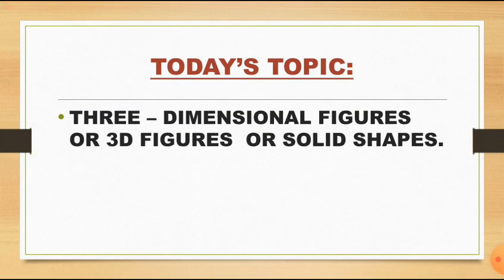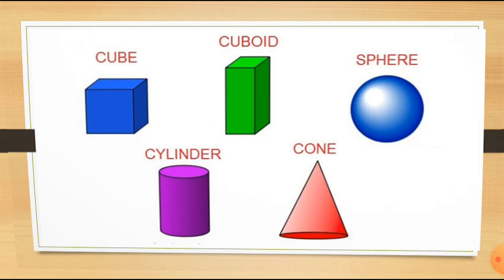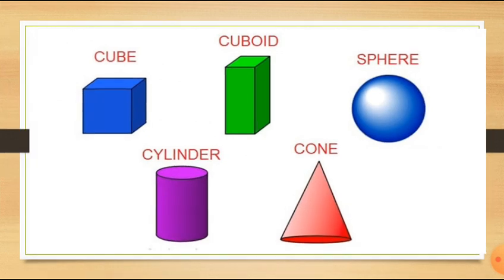Today's topic is three-dimensional figures or 3D figures or solid shapes. We know the solid shapes, isn't it? Which are they? Cube, cuboid, sphere, cylinder and cone. Can you see one example for cube? Yes, dice or ice cubes. Those are the examples for cube.